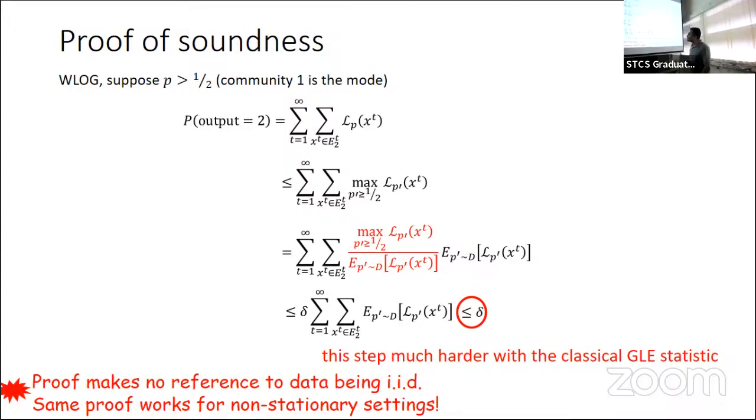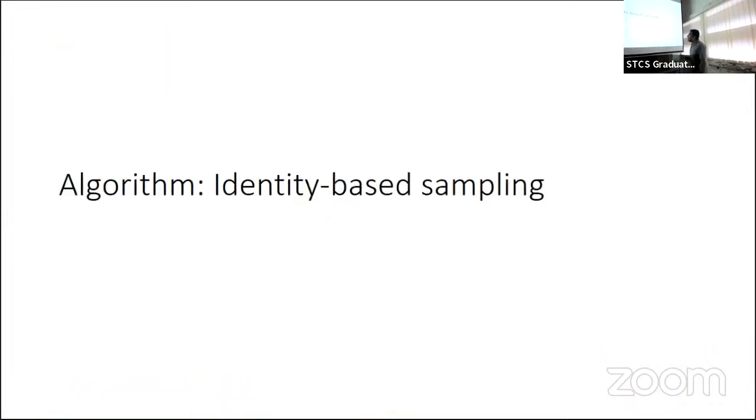Indeed, right? So the key point, as I mentioned here, is that the proof makes no reference to the data being IID. It's basically the same four-line proof, and it will prove soundness in any type of non-stationary setting as well. Okay, so with that, let me get to the identity-based setting.